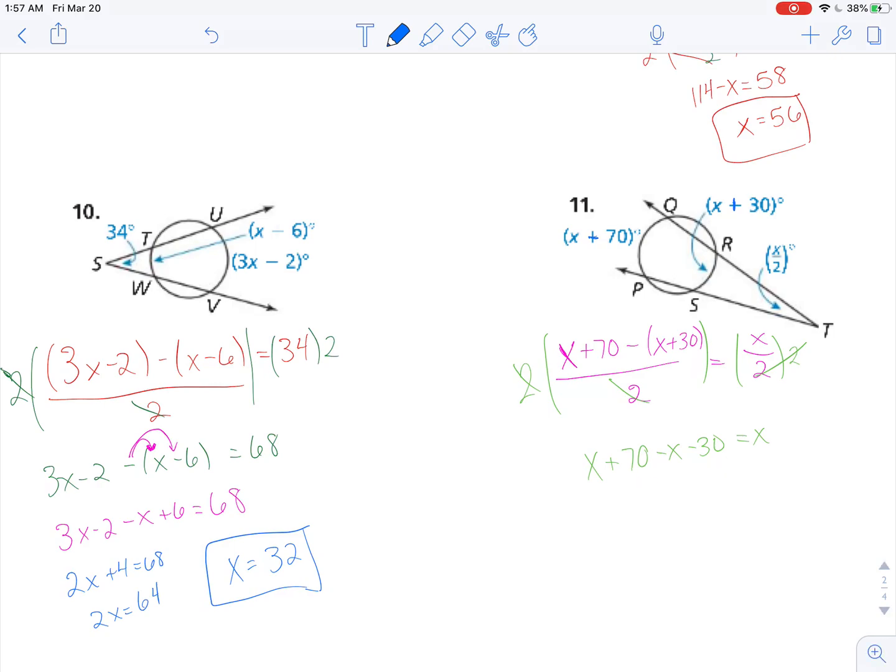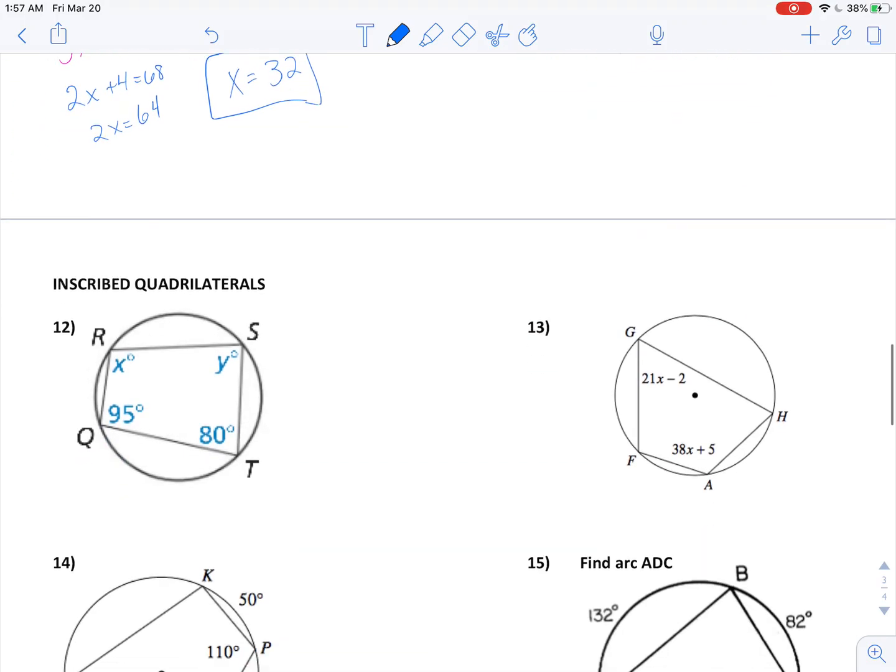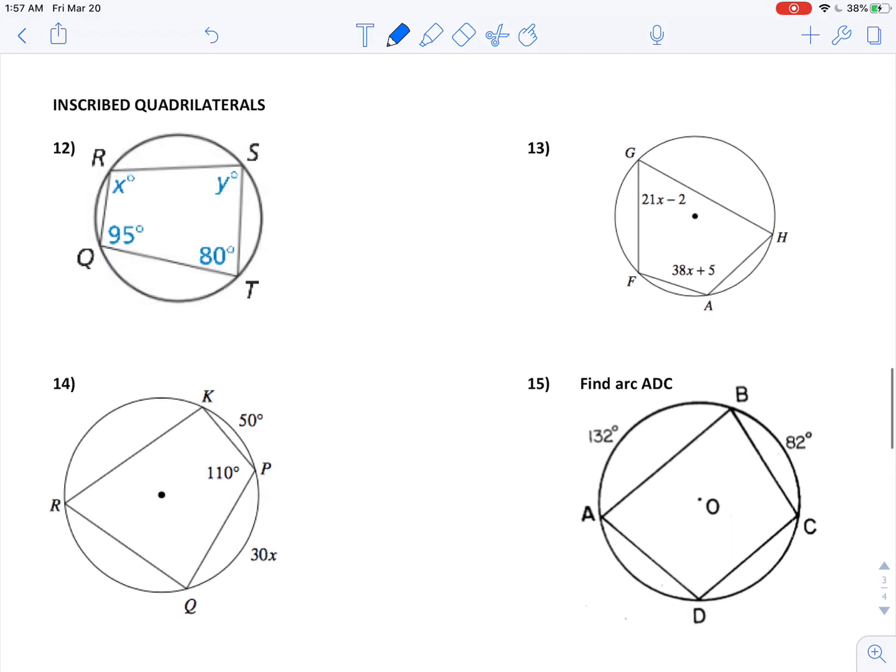So now we're looking at 70 minus 30, 40. So these reduce to 0, equals x. And we're done. So again, that looks a lot scarier in its first, original format. But once you set up that first step, it's really not as scary as it first appears.